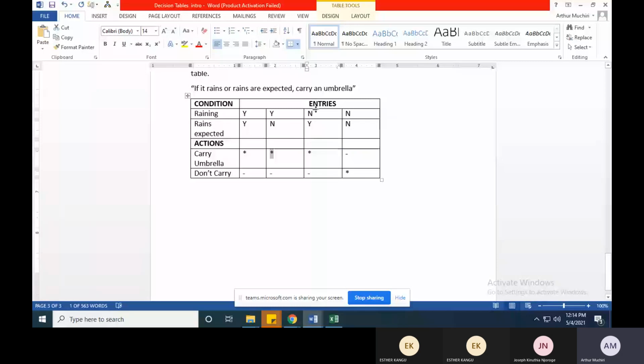What about if it's not raining, but rain is expected? That day also you're going to carry an umbrella. You put a tick. Well, what about when it's not raining and rain is not expected, like January? That day you don't carry an umbrella. So these are just a small illustration of how decision tables work. Okay, let me just bold these ones.